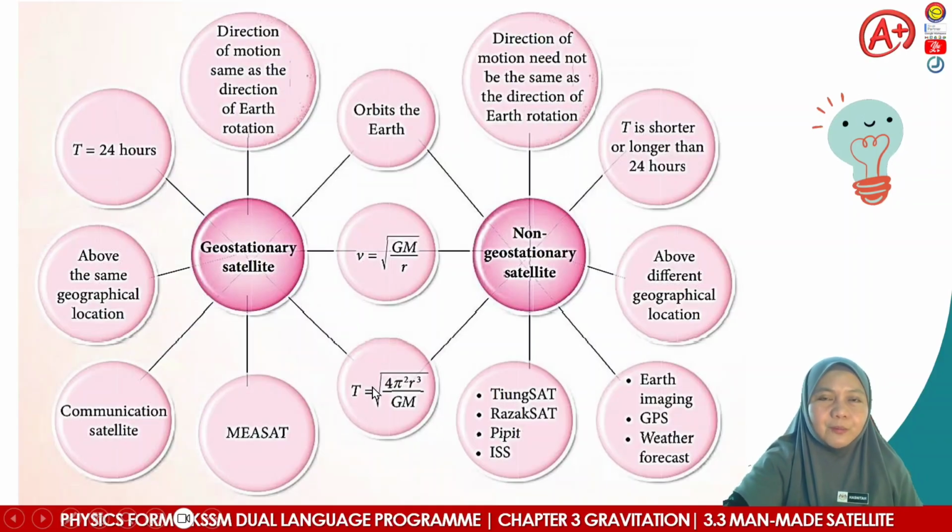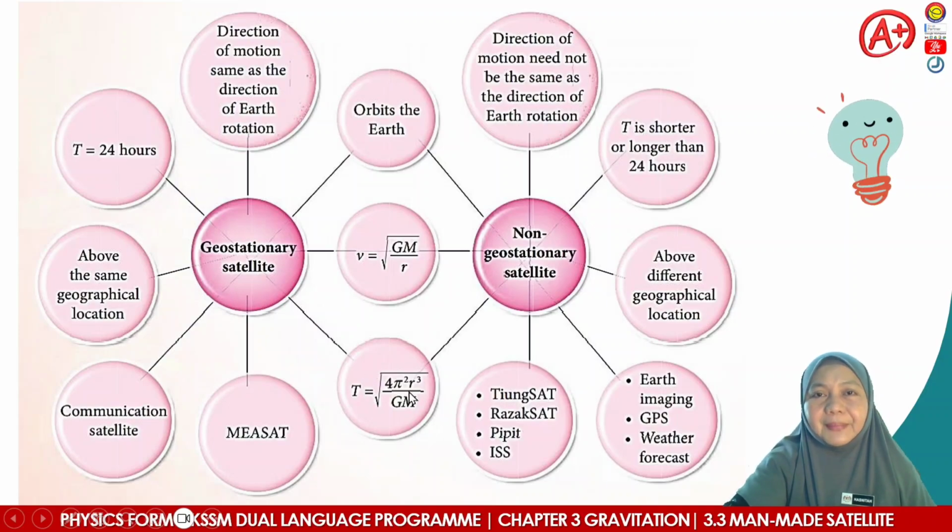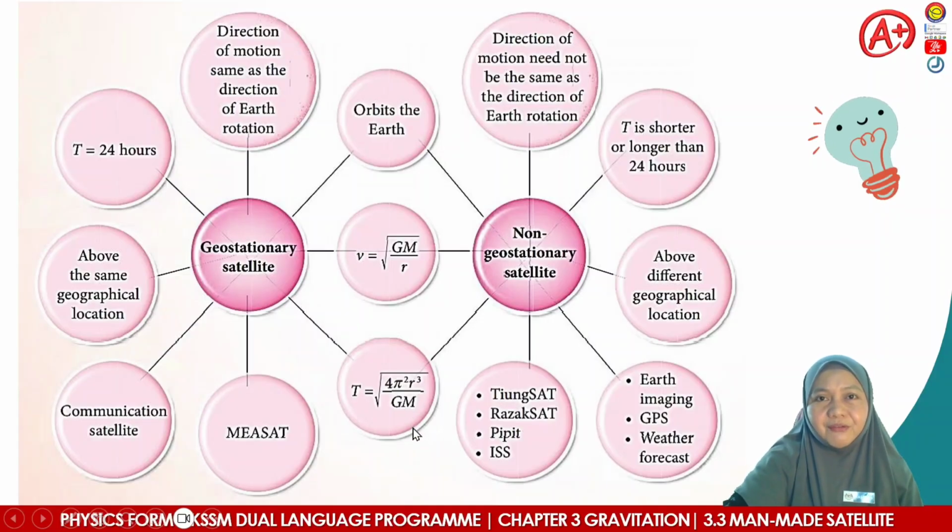And they also obey this equation for the orbital period. The orbital period of the satellite, T, is equal to the square root of 4 pi squared r cubed divided by GM. Actually, this formula is the formula to determine the mass of a planet that we learned in 3.1 before.